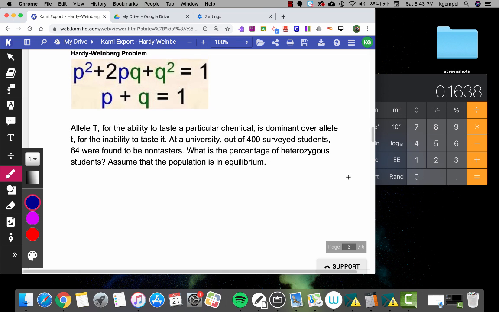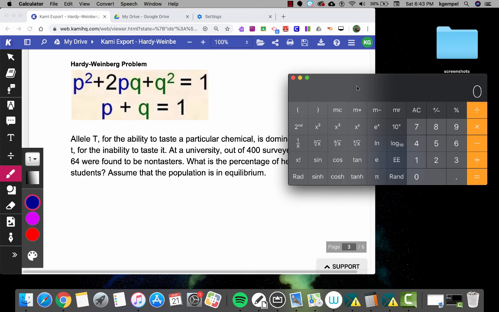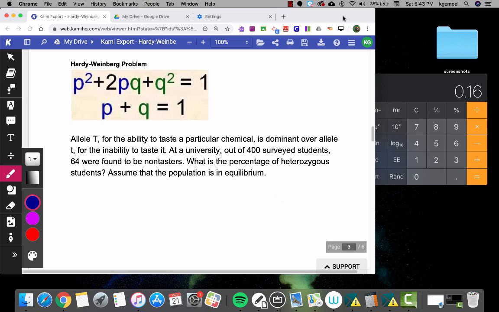Okay, so in this problem, it's telling me that in a university study, 64 percent, no, not, see, I'm messing up already. 64 out of 400, so definitely not 64%. 64 divided by 400 is 16%. That sounds more accurate anyways.